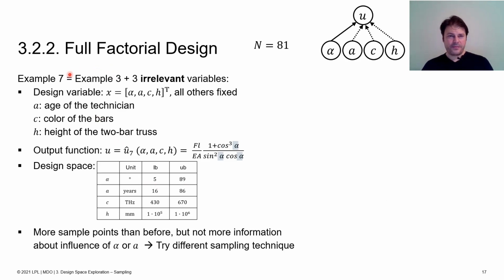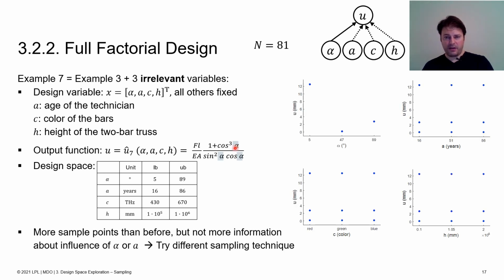Now let's try a more complicated example. Let's look at example 3 that we just had, and now let's add 3 irrelevant variables. So we add as a design variable the age of the technician, the color of the truss elements that we used, and let's say the height above sea level of the 2-bar truss. We formally add them as arguments to our objective function, but we do not change the analytical function for our quantity of interest.